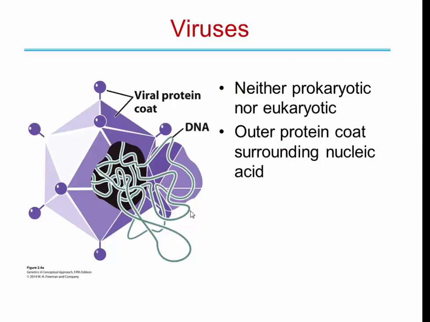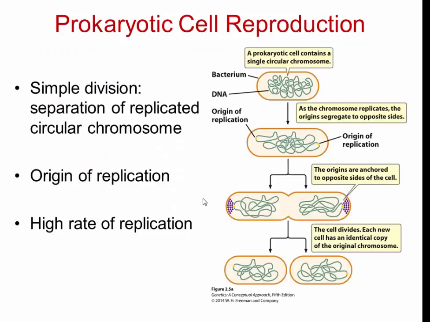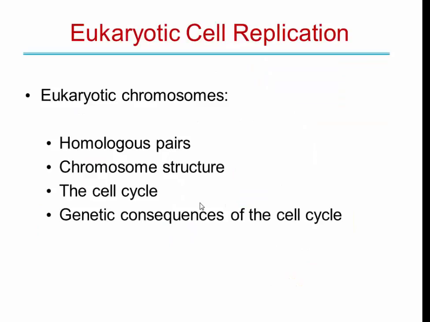Viruses, we don't care. We just want to talk about meiosis. All right, so eukaryotic cell replication. Eukaryotic chromosomes in sexually reproducing organisms come in homologous pairs. What that means is when you draw a chromosome, each chromosome can start out like this, and then it becomes like this.